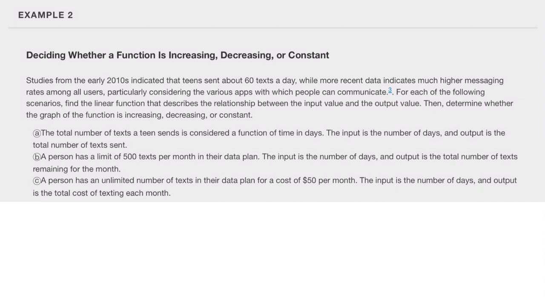So for A, we have the total number of texts a teen sends is considered a function of time in days. So the number that they send is based on however many days. The more the days, you would anticipate more texts, right? The input is the number of days and the output is the total number of texts sent. Let me see.